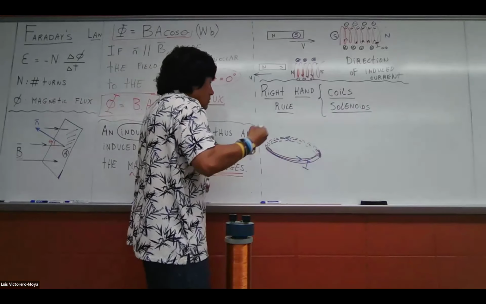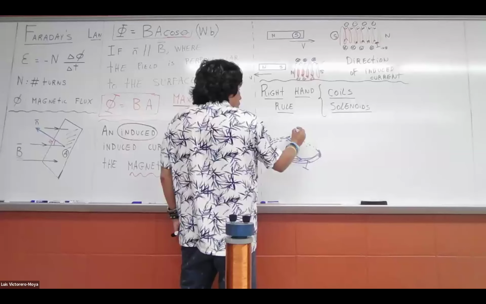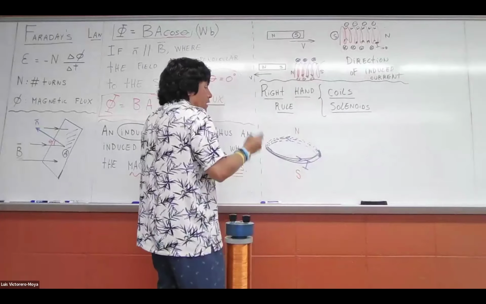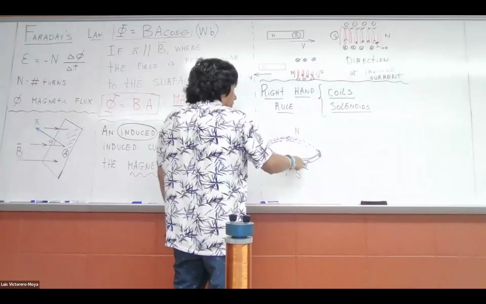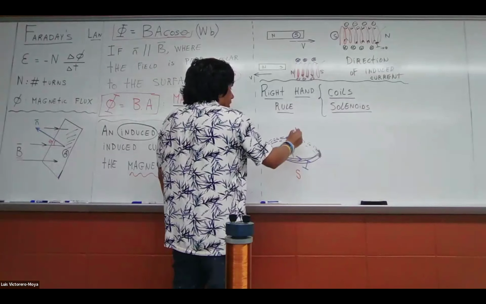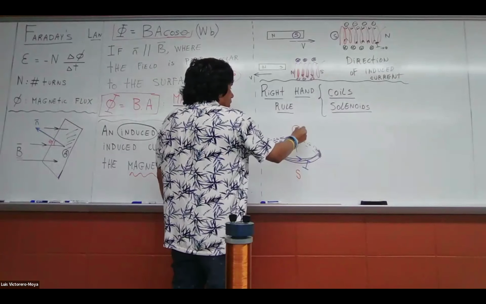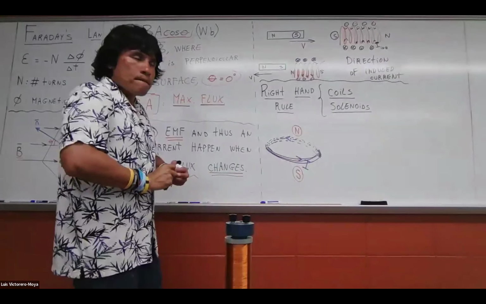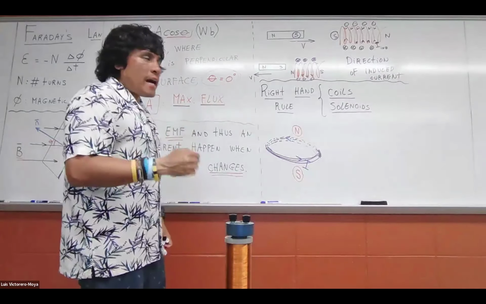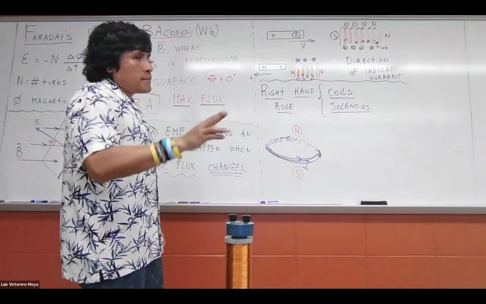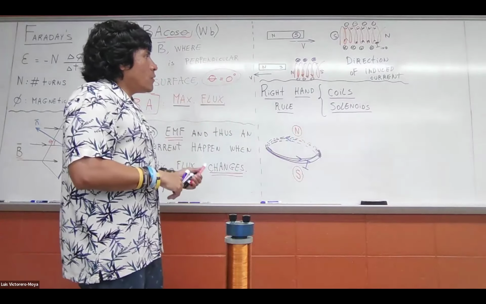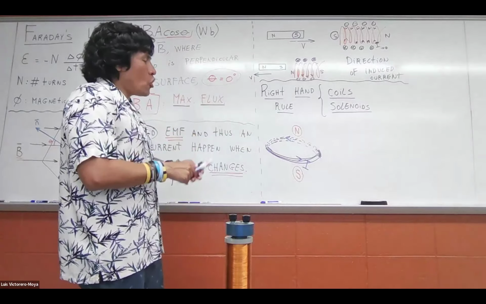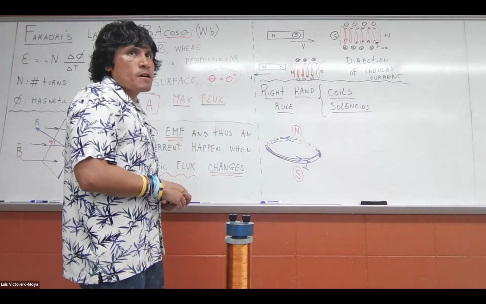So in that case, the north will be here, the south will be here. The magnetic field by that current is going to give you a magnetic field whose north is here, whose south is there. All right. That's the last right-hand rule, by the way. That's the way you use the right-hand rule for coils and for solenoids. Okay.